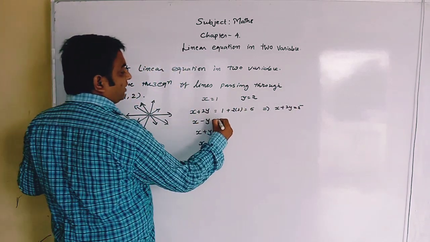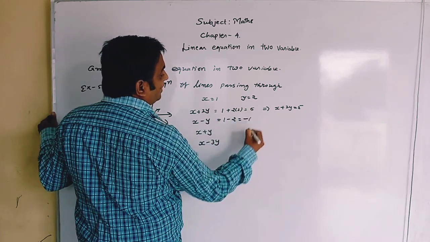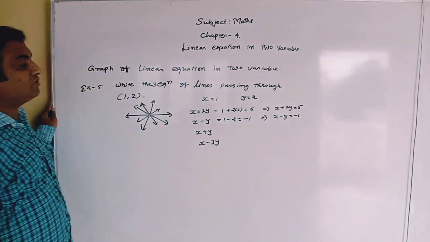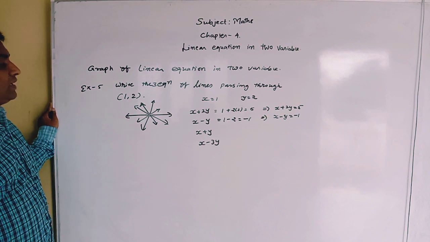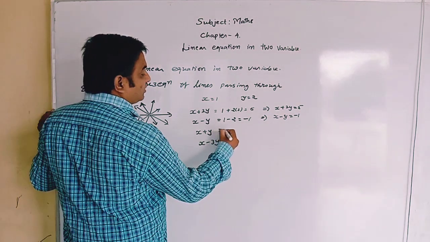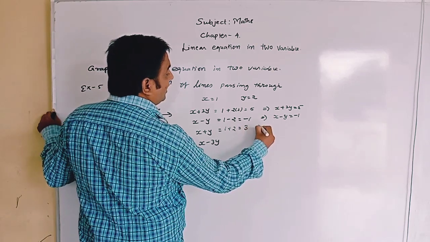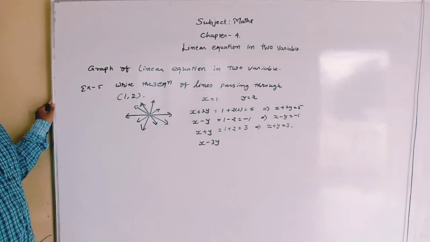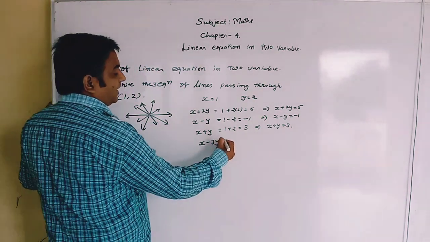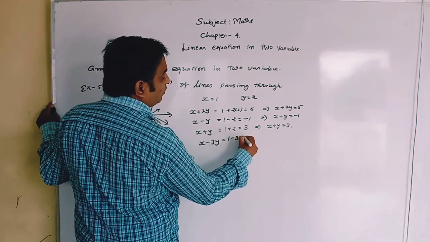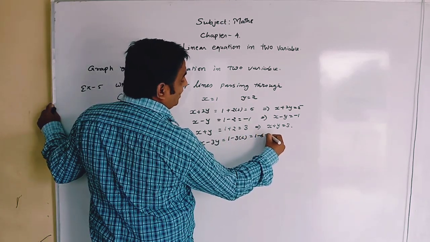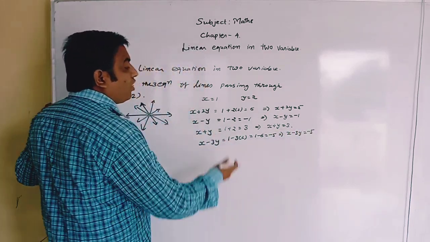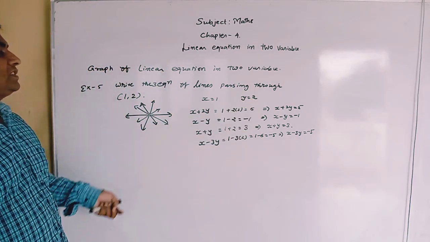Here x minus y, so 1 minus 2 is minus 1. So the second relation is x minus y equals minus 1. This equation also gives a line passing through (1, 2). If we take x plus y, 1 plus 2 is 3, so we get x plus y equals 3, which is another equation passing through (1, 2). And x minus 3y, so 1 minus 3 into 2, 1 minus 6, which is minus 5, so x minus 3y equals minus 5. If you plot the graphs, all these equations will pass through (1, 2).